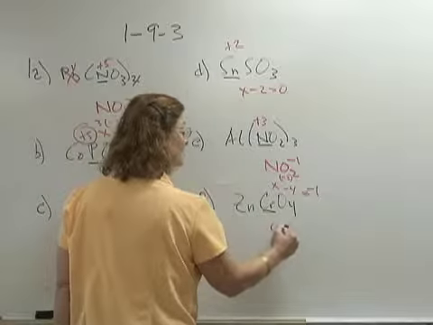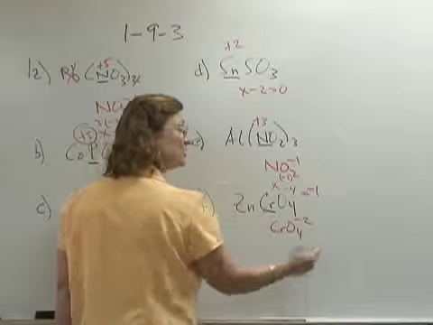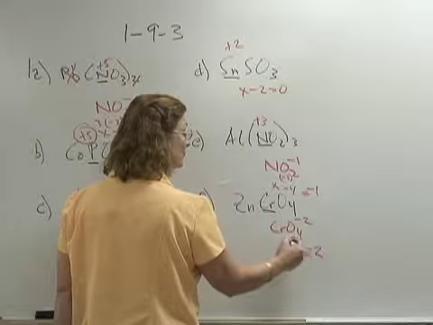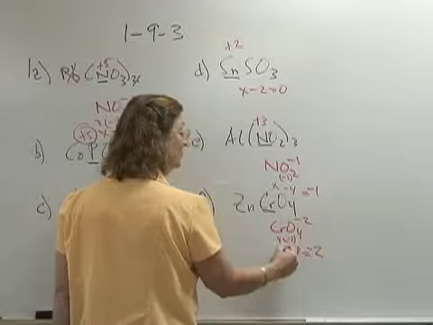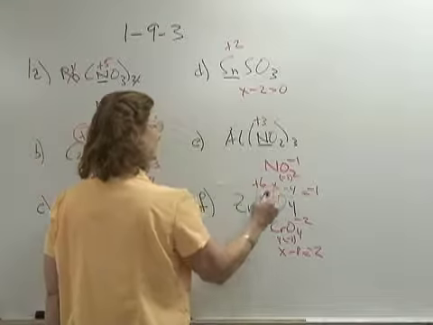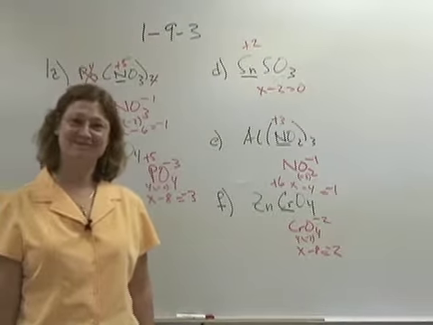Chromate has an overall charge of -2. I set my equation equal to -2. Oxygen is -2 times 4 is -8. Therefore, chromium in this case must be +6. And that was some more practice on oxidation numbers.